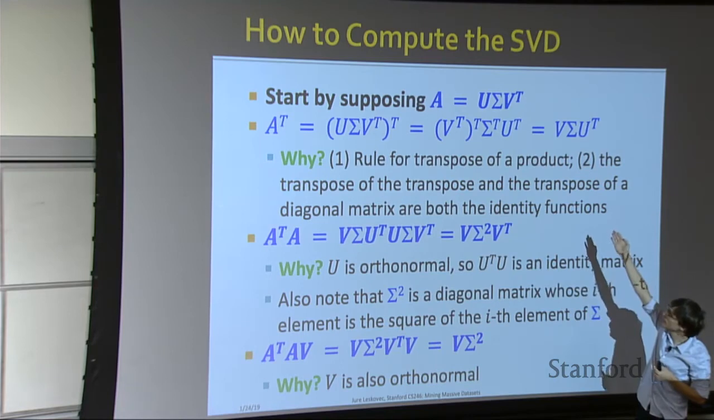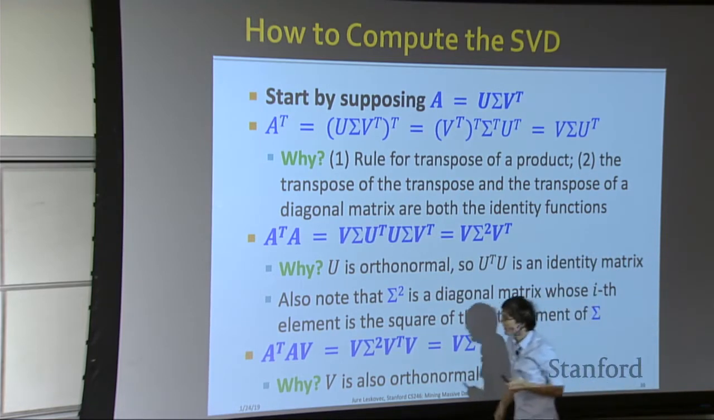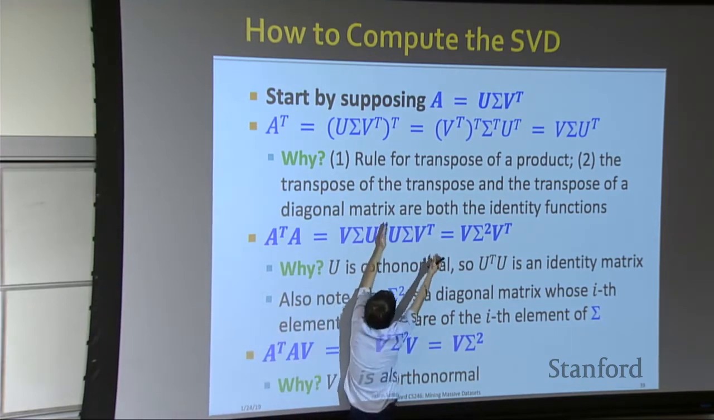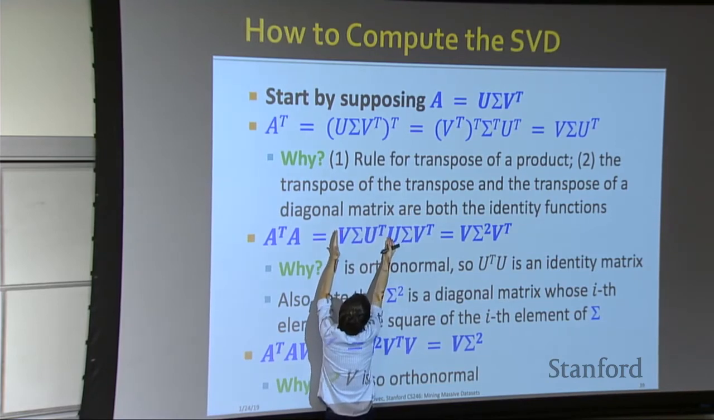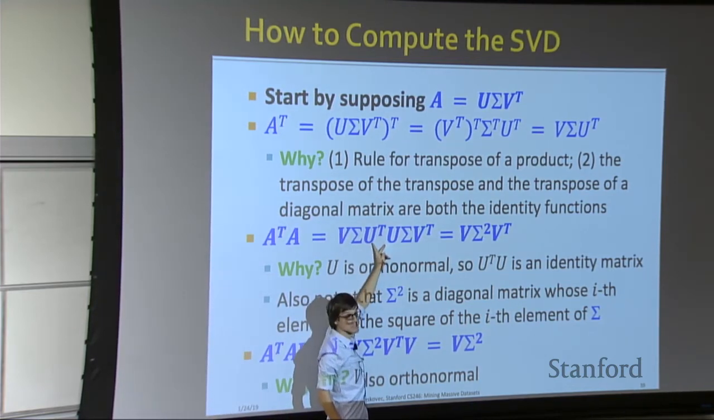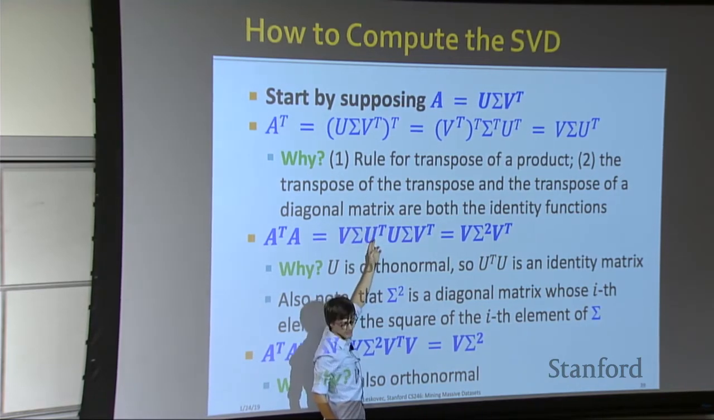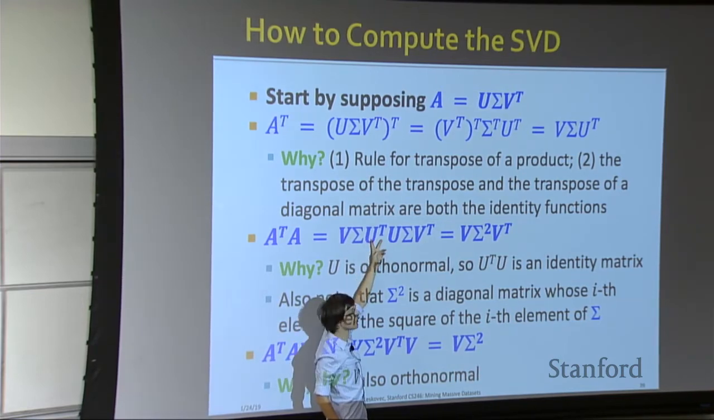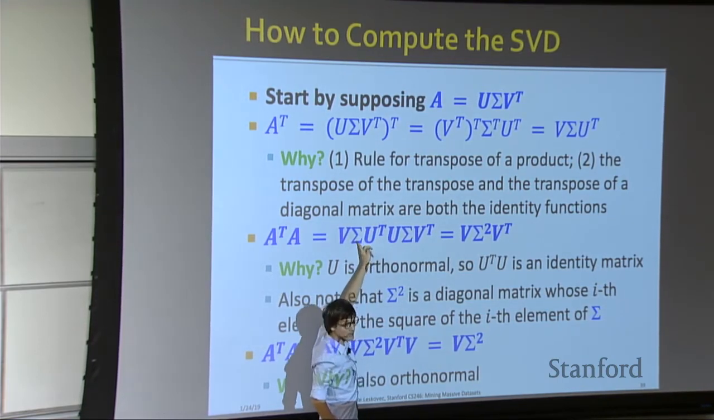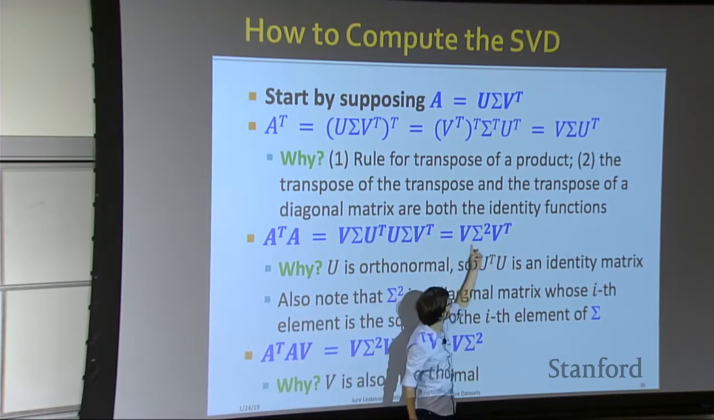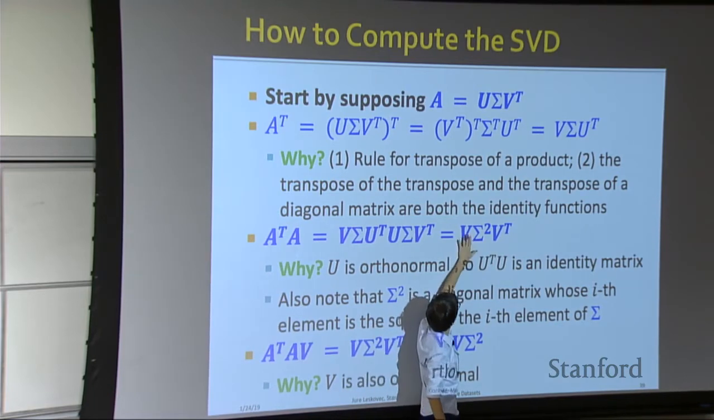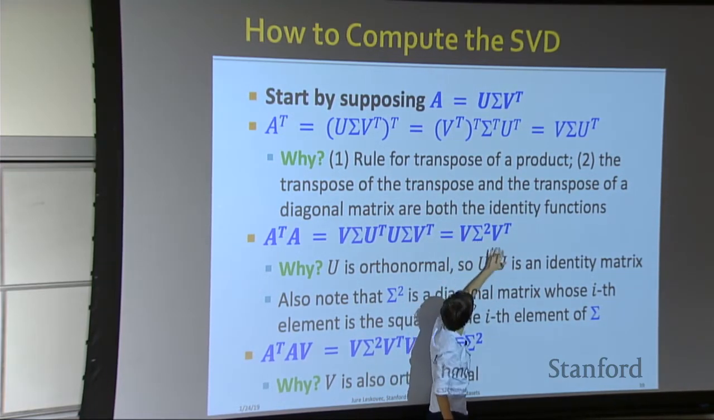Okay, so now I computed the decomposition of A transpose. As a second step of my derivation, I take A transpose times A. I already know how to decompose A, and here is the SVD decomposition of A transpose. So now let's see what happens. U transpose times U is an identity matrix, because the columns of U are unit length and orthogonal, so U is orthonormal. So this goes away. Sigma is a diagonal matrix, so sigma times sigma is just sigma squared, and this is what I'm left with. So if I take A transpose A and do the singular value decomposition of it, the result is V sigma squared V transpose.